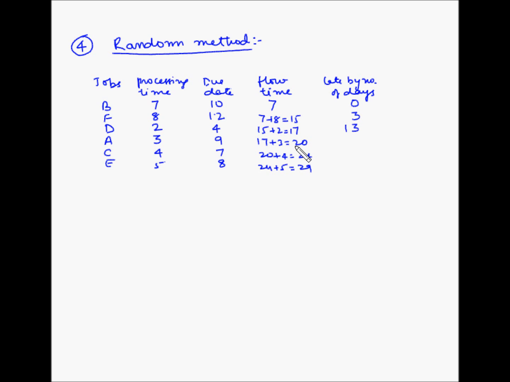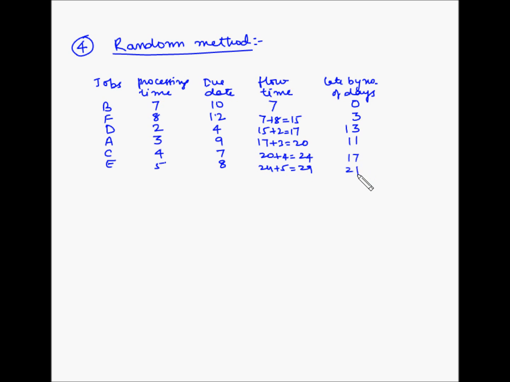A will be late by 20 minus 9, which is 11 days. Now C will be late by 24 minus 7, which is 17 days. And E will be late by 29 minus 8, which is 21 days. Now let us find out the average lateness.